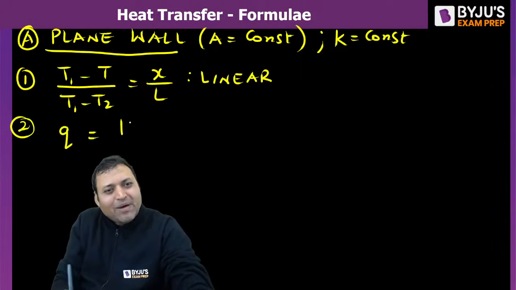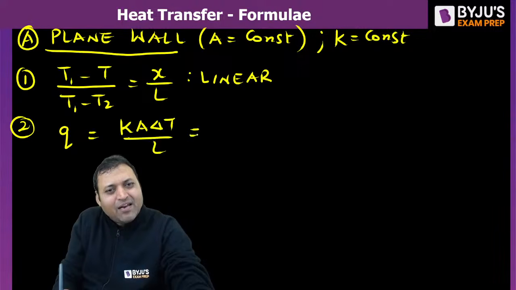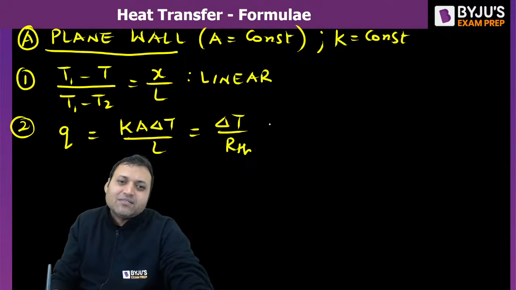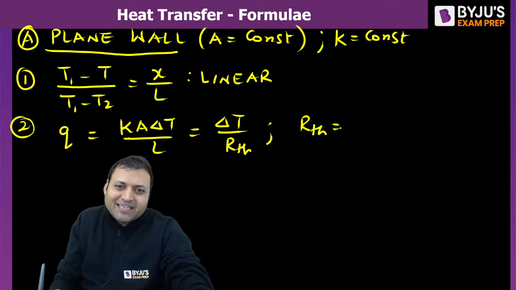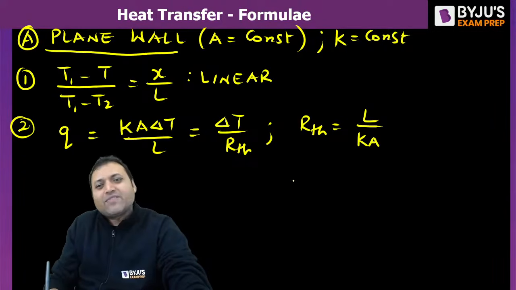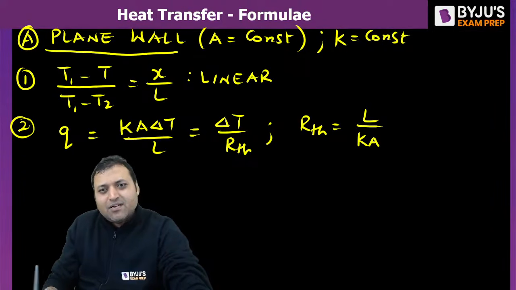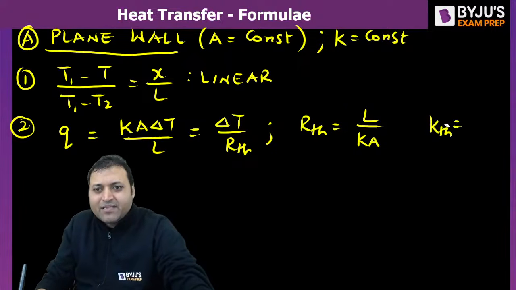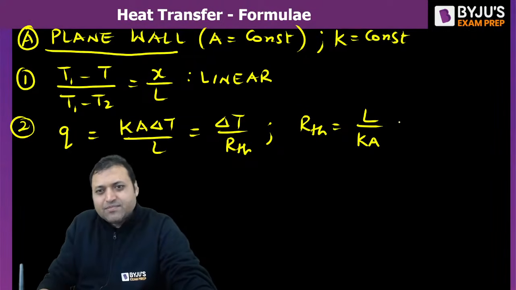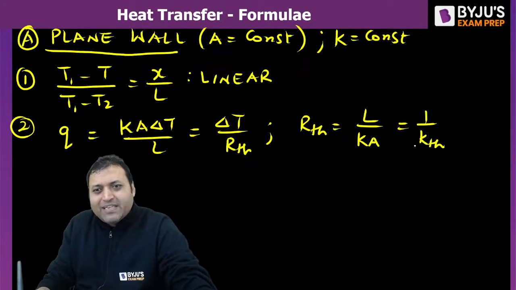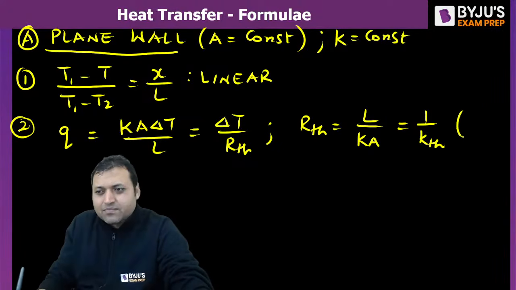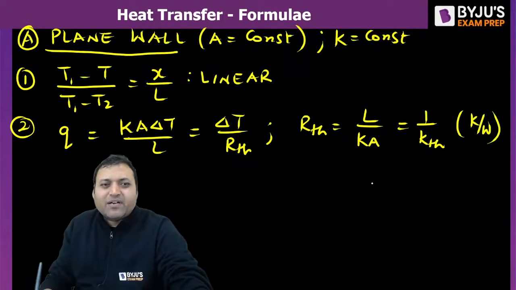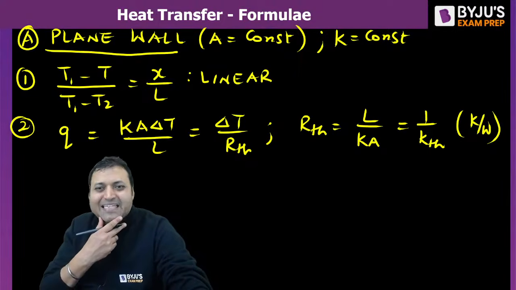And Q is given by K into A into delta T by L. That can be equated with delta T upon thermal resistance, where thermal resistance is given by L by KA. The thermal conductance is 1 upon thermal resistance. What is the unit of thermal resistance? Kelvin per watt, or degree Celsius per watt.